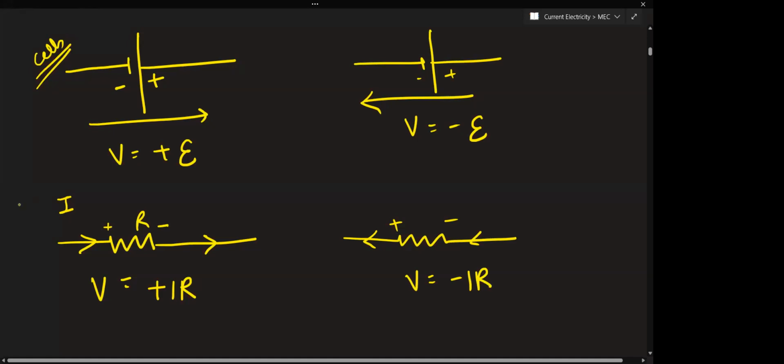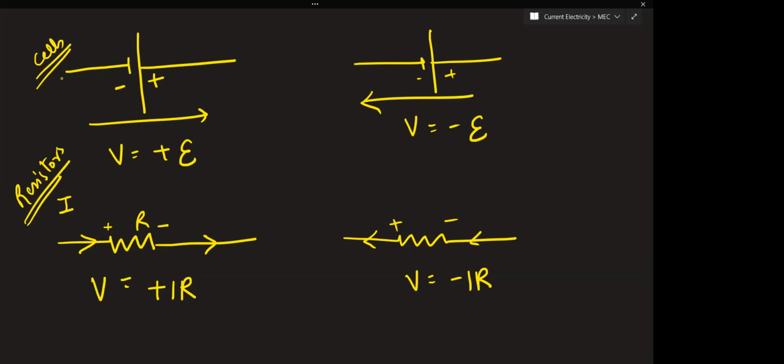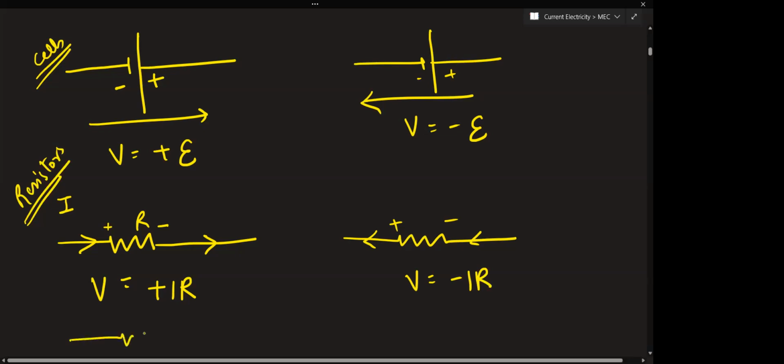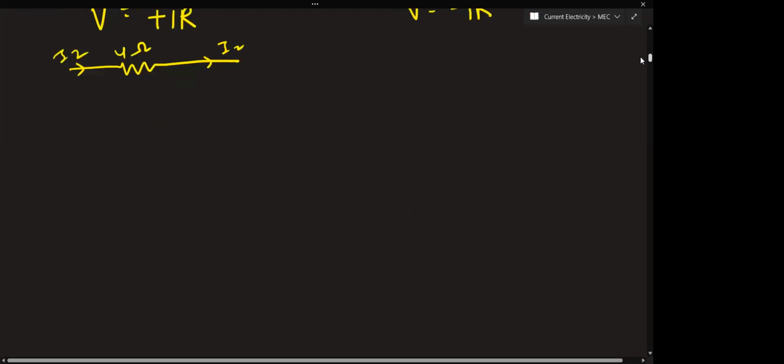And then you have the case of resistors. Now, for example, if I give you an example, this is a resistor, let's say 4 ohm, and some current I2 is flowing. With the help of an example only it will get clear, then you will be able to understand what has been written up here.